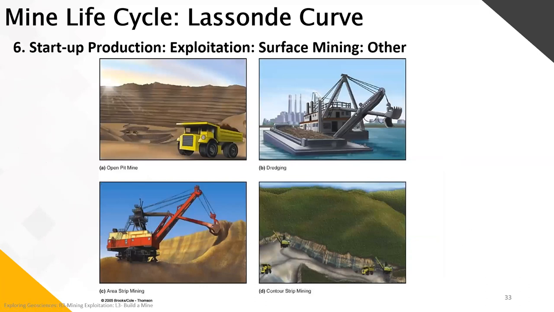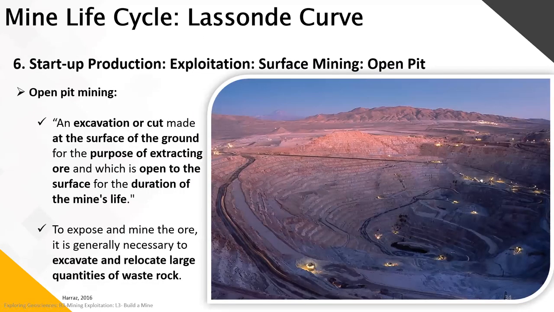The other types of surface mining, I will just show some examples. So we have the open pit, the dredging, the strip soil, and the strip vegetation. So the classic open pit here is an excavation or a cut made at the surface of the ground for the purpose of extracting ore, and which is open to the surface for the duration of the mine's life. Usually once the mine is closing, the pit has to be restored as it was before the mine opened. To expose and mine the ore, it is generally necessary to excavate and relocate large quantities of waste rock.